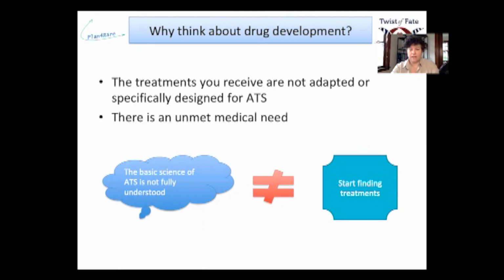So you would say the basic science of ATS is not fully understood, but that doesn't mean that you cannot start finding treatments. I work with other foundations that are polygenic, for example, and they don't even know exactly which genes are involved in their disease, but they are already starting screening for treatments. Why are they doing that? It's because they know exactly what is needed for their disease, they know how to measure it, and they know at which point they can say that a drug is effective or not. So this is exactly what we want to do for ATS, prepare you to go to drug development. So for the next few minutes, I'm going to show you an extract of a presentation that explains the basics of drug development.